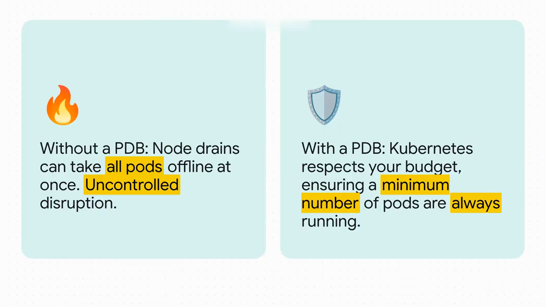Now the difference here is night and day. On the left, without a PDB, you've got chaos. An admin starts a node drain and Kubernetes just starts ripping through pods, maybe even taking your entire app offline all at once. But on the right, with the PDB, you get control. Kubernetes sees your budget and says, well, hold on, I can only evict one pod at a time because I have to respect the rule to keep a minimum number running. It completely transforms maintenance from a risky gamble into a controlled, predictable process.